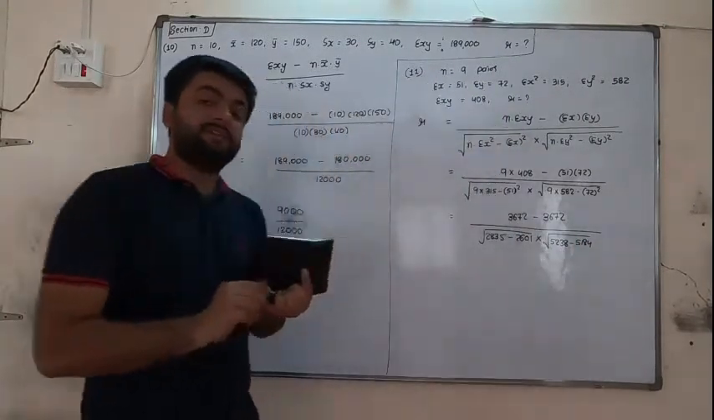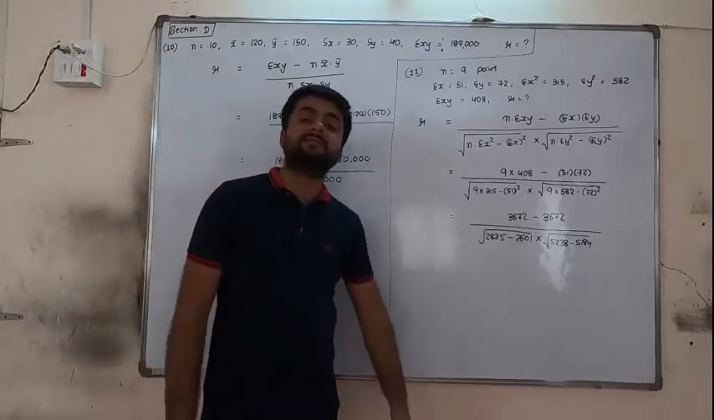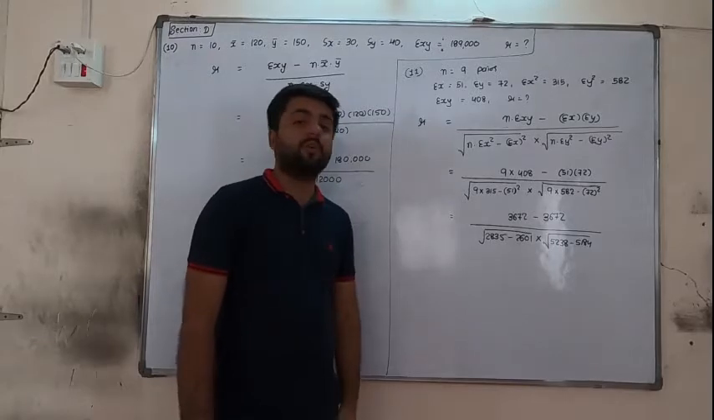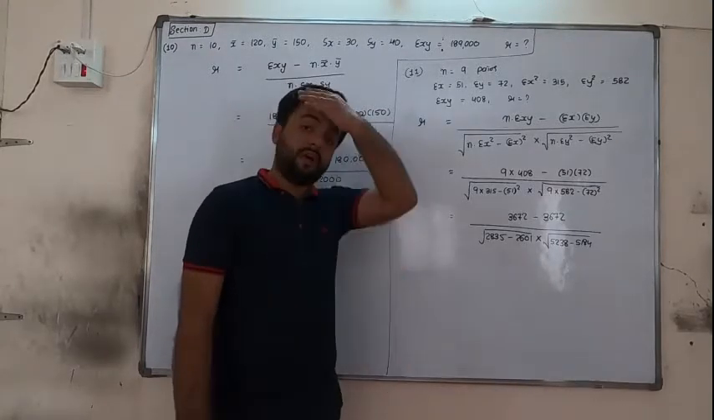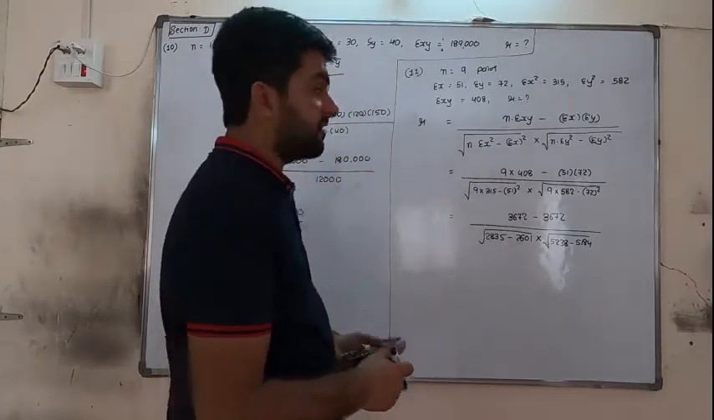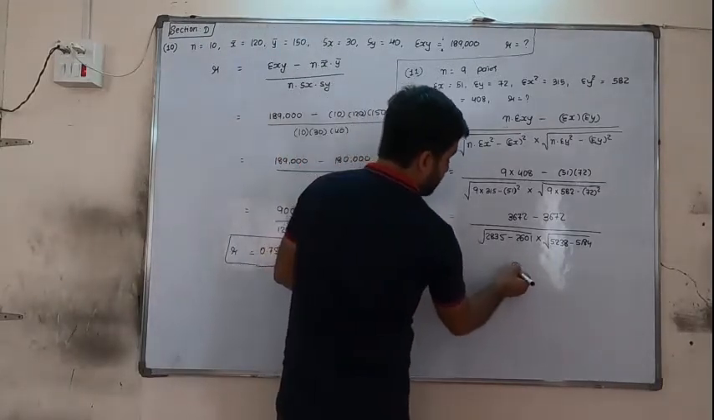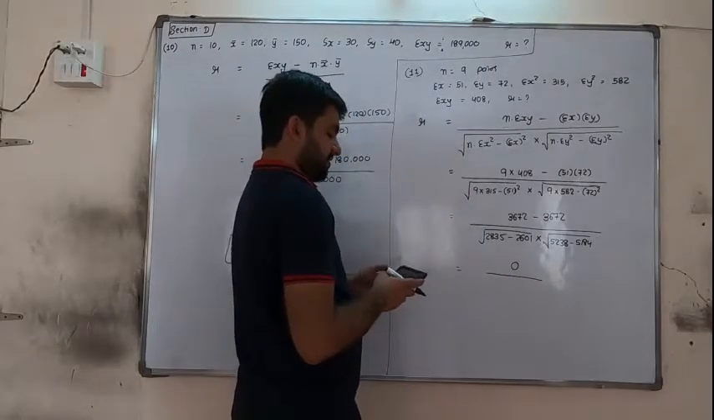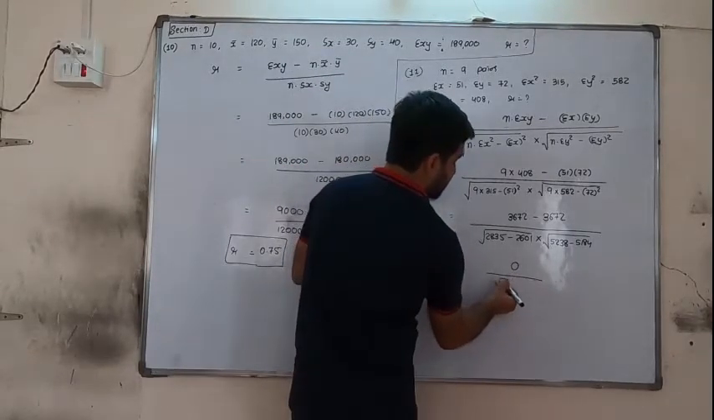See now, what other people will do, they will directly write the answer 0 because the numerator is 0, so the answer is 0. No, you don't have to write like this. You have to complete the whole sum, meaning you have to complete all these calculations, otherwise marks will not be given. Now it is 0 divided by 2835 minus 2601. Solve the sum till last.